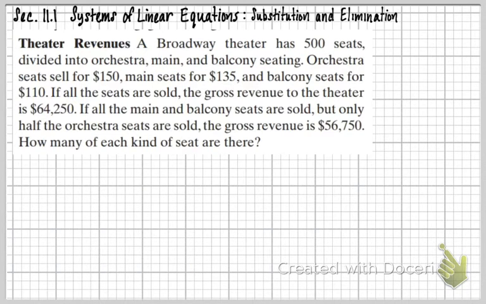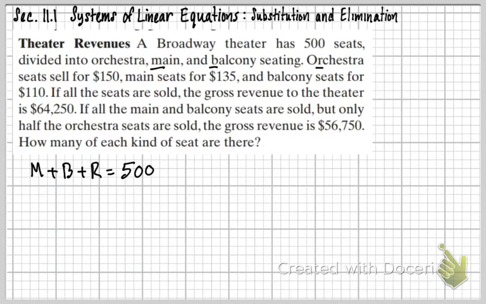Now I want to use letters that relate to what I'm talking about here. So the letters I can use are maybe M, B, and I don't really want to use O because it looks like a 0, but I can use an R. So I'll use M, B, and R, R for orchestra. Okay, so I know then M plus B plus R equals 500.